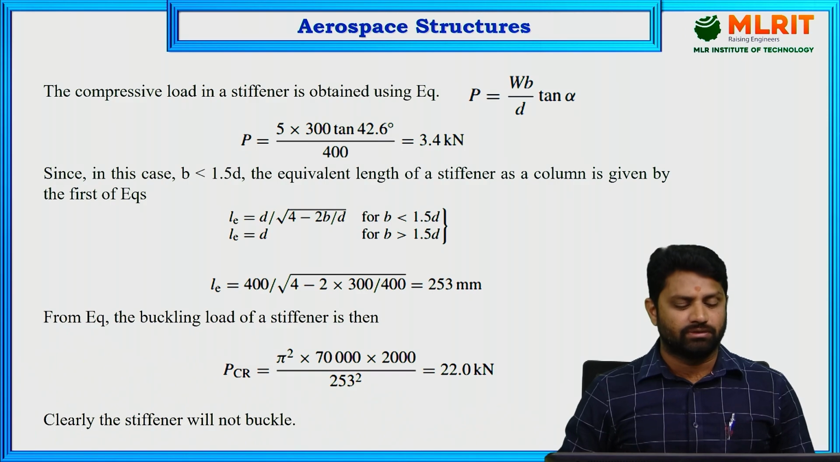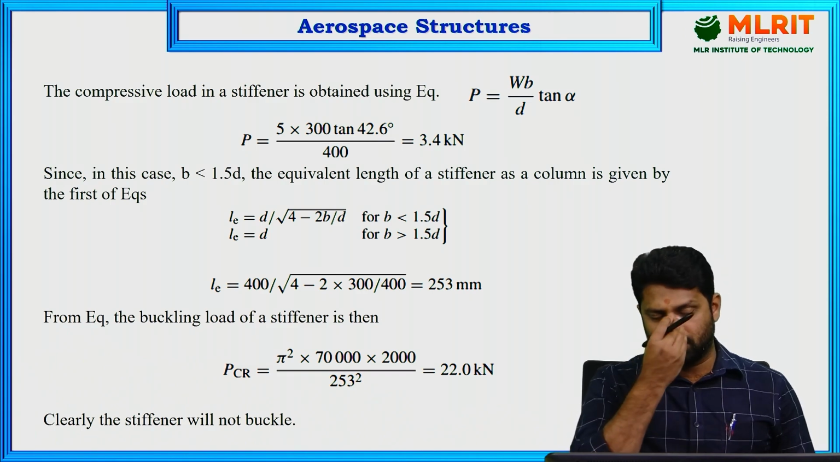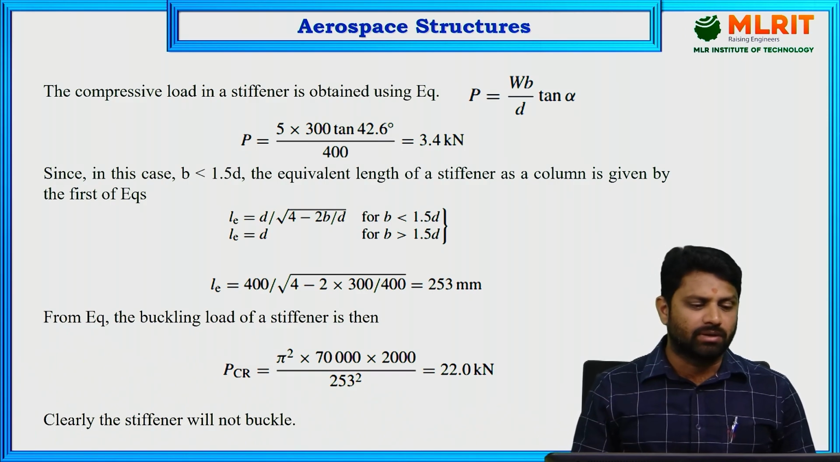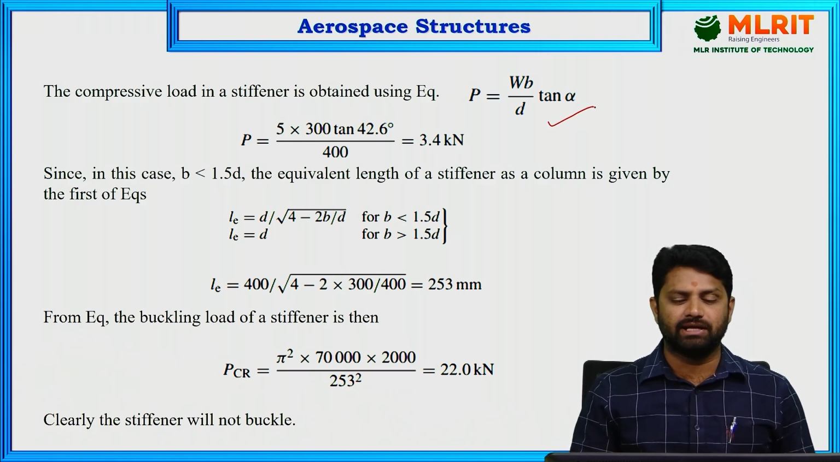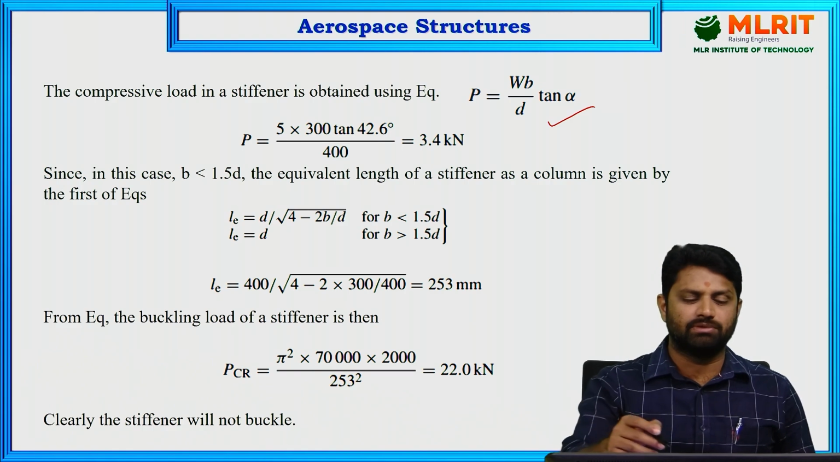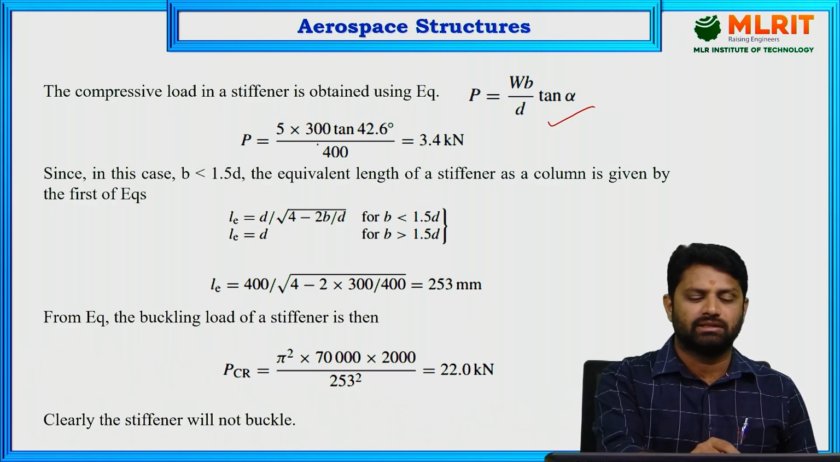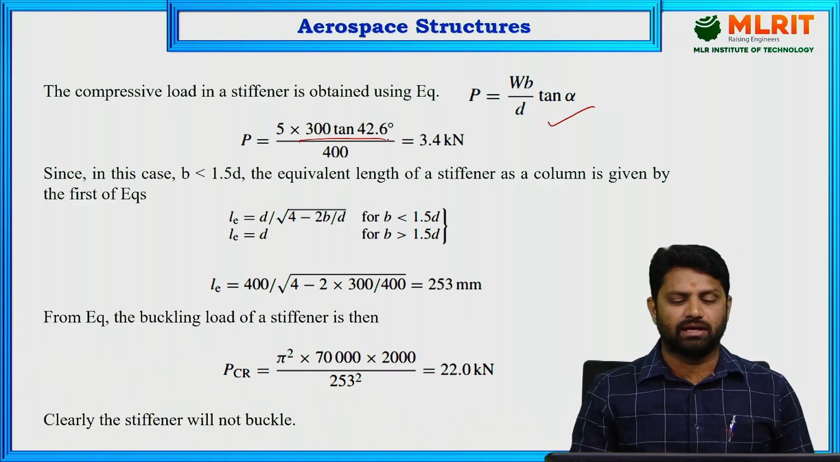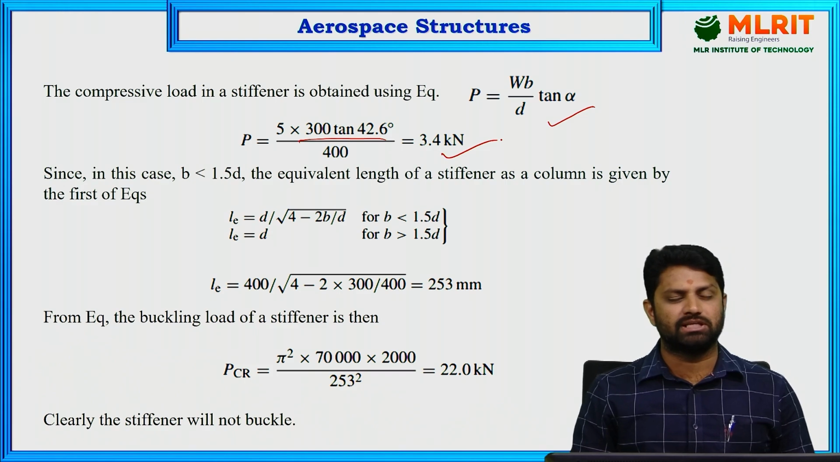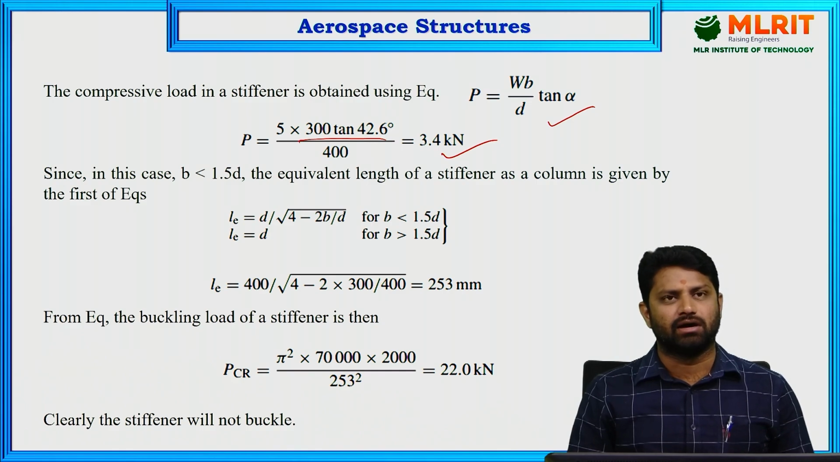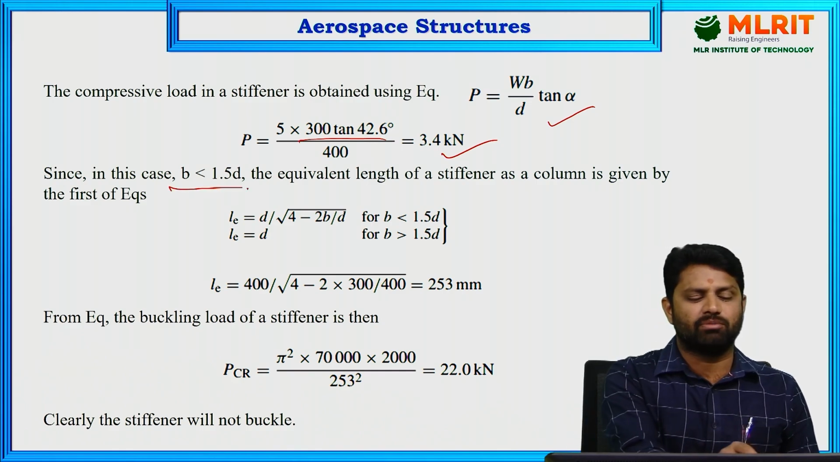Similarly, if you try to find the other loads, the compressive load in a stiffener is given by the formula P equals W B by D into tan alpha. You can substitute W, and for B, that is 300, and tan alpha is tan 42.6 degrees, divided by depth 400. So you're going to get the compressive load in the stiffener, P equals 3.4 kilonewton.